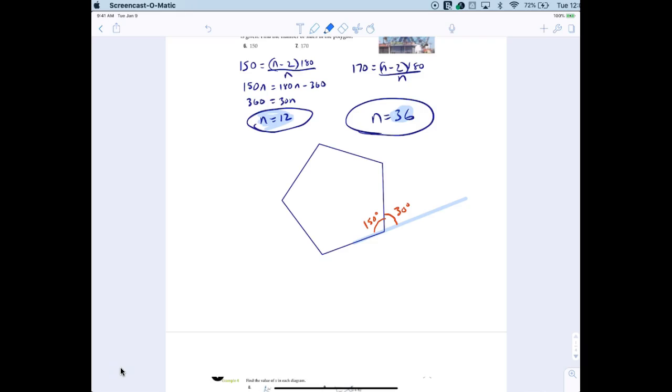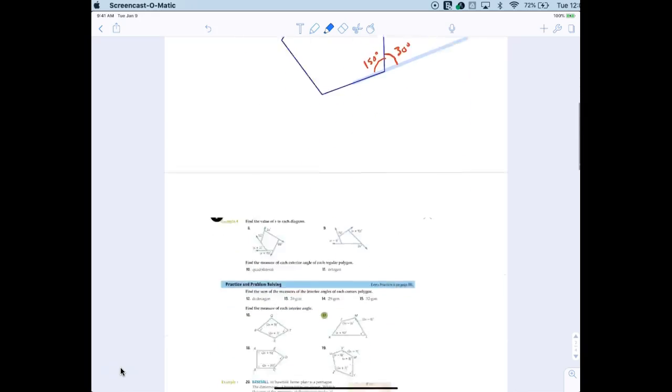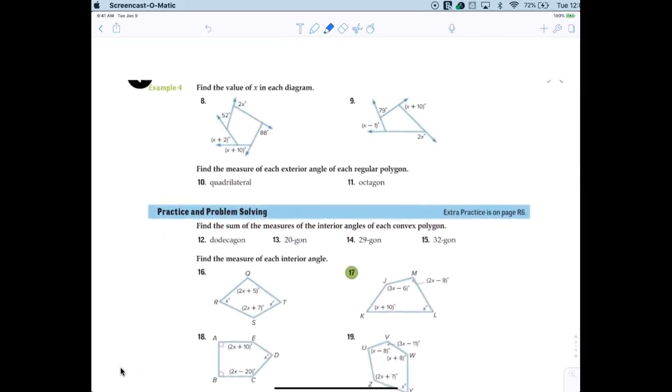Everybody see that? I don't really care how you do it. I just think using the exterior angle is much easier than using the interior angle. Does everybody agree with that? Everybody see what I did? Again, it doesn't matter how you do it. So that's the shortcut there. Now let's take a look at number 8.